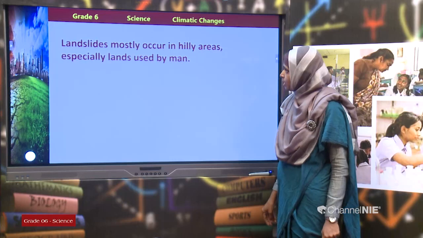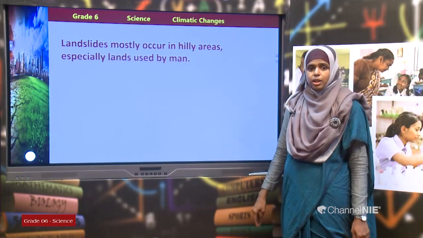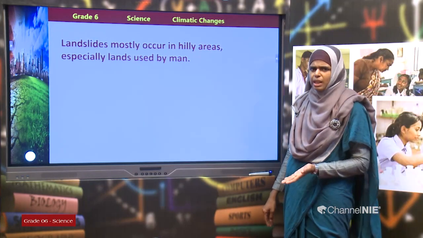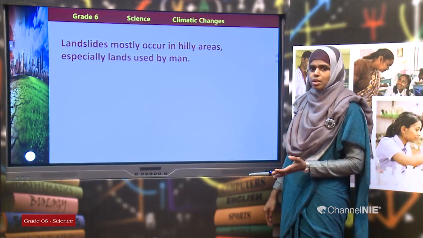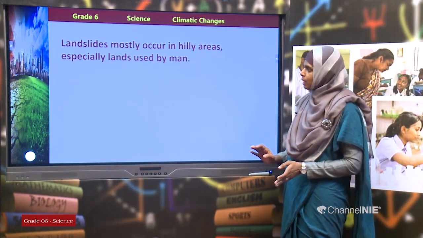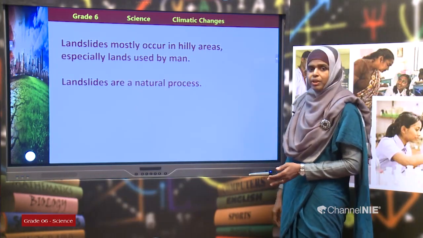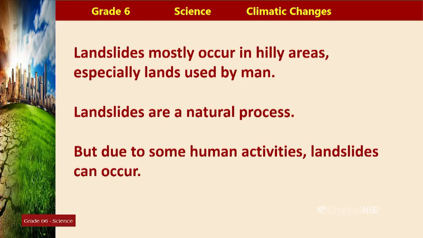Landslides mostly occur in hilly areas, children, where humans use the land. In the areas where humans have used the land, landslides are very common. Why? Due to human construction, they clear the forest, they clear the area, and even with a small rain, landslides would occur. It's a natural process. We can't avoid it, but still we can minimize the impact, because human activities aggravate the condition.